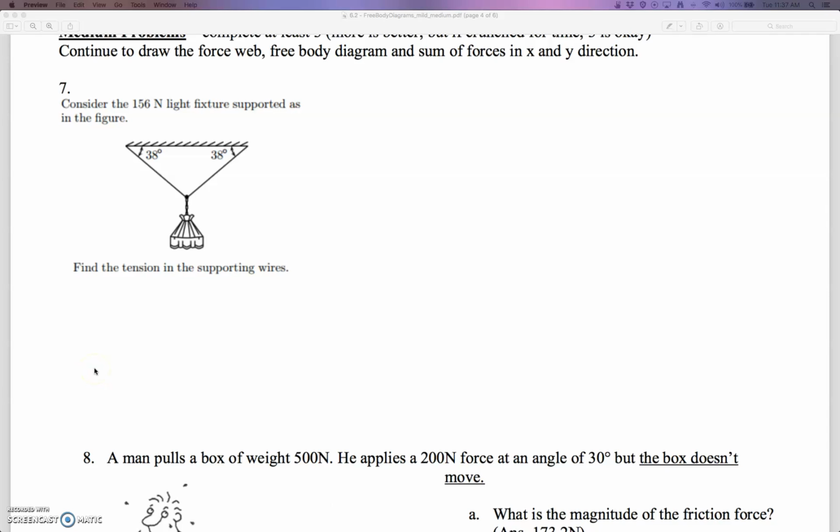All right, IB Physics, Ms. Getz here, and today I'm going to help you go over this free body diagram problem from 6.2. So we're going to look at number 7 because it's a pretty challenging problem.